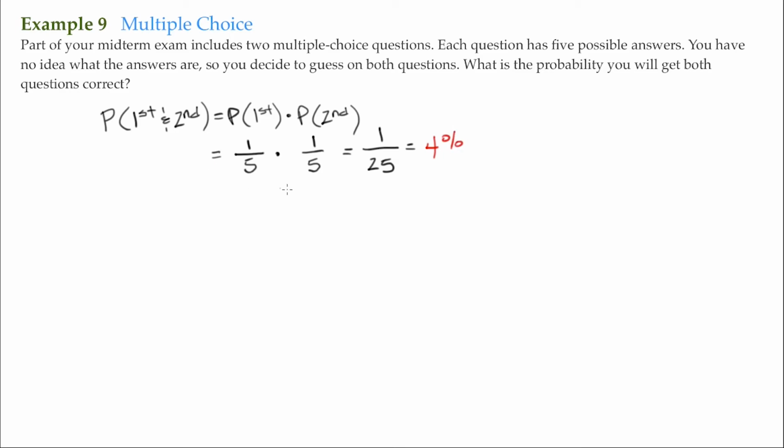So then what we can write for independent events is the probability of event A occurring and event B occurring is equal to the probability of A occurring times the probability of B occurring. And that is the multiplication rule for independent events.